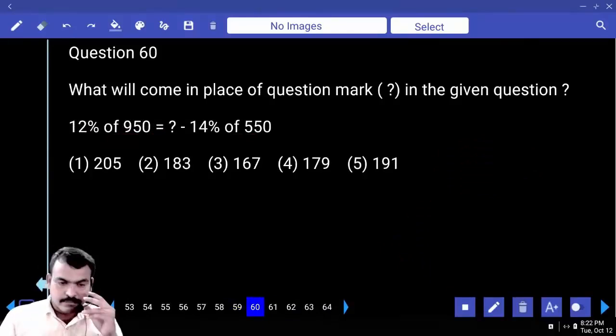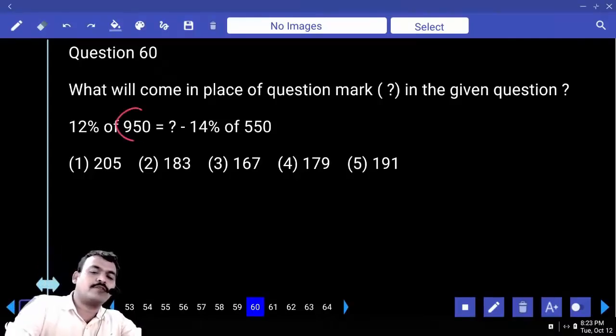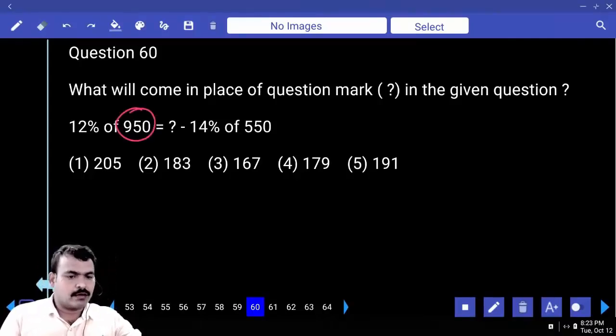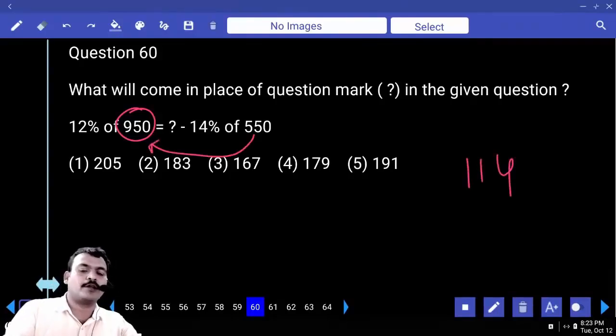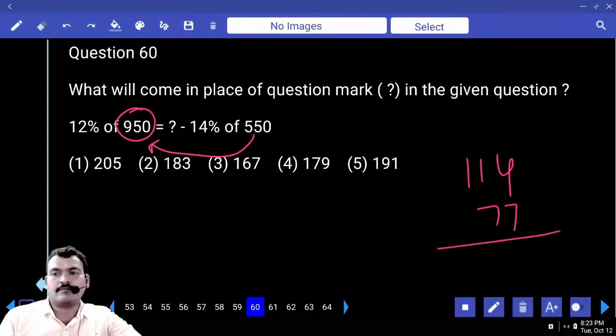Next, question number 60. First one, 12% of which value? 950. What is the 10% of 950? 95. 1%? 2%? 19. 95 plus 19, 114. Next, negative value becomes positive or not? 14% of which one? 550. What is the 10%? 55. 1%? 2%? 4%? 22. Total it will be 77. 114 plus 77, 191 or not?